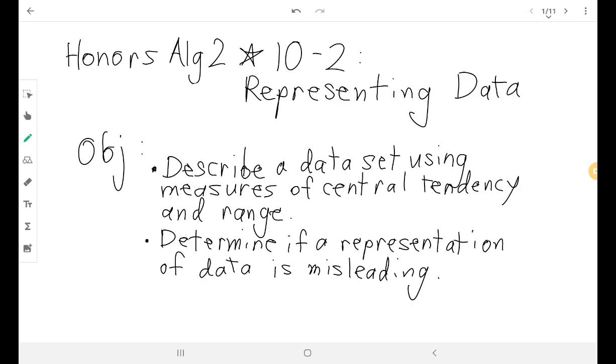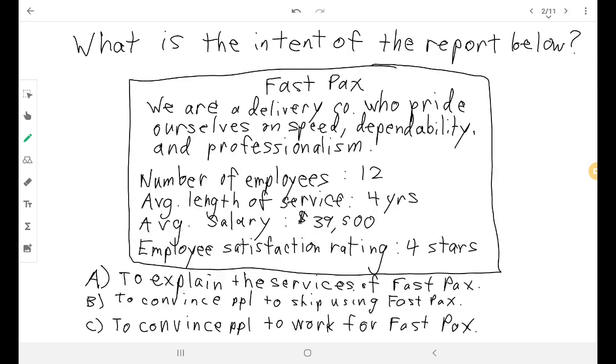We've got two objectives here. One is to describe a data set using measures of central tendency and range. And the second is to determine if a representation of data is misleading. So let's look at some problems here.